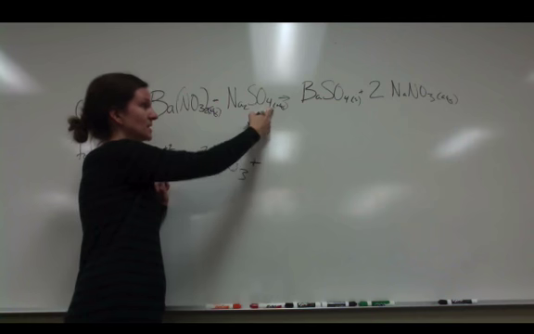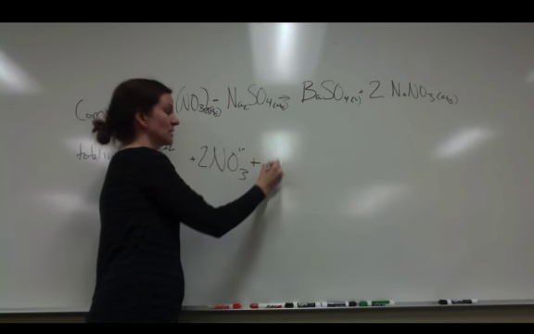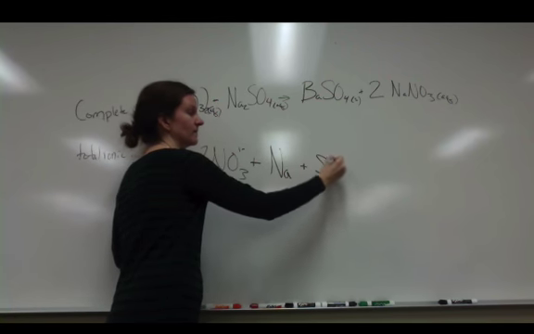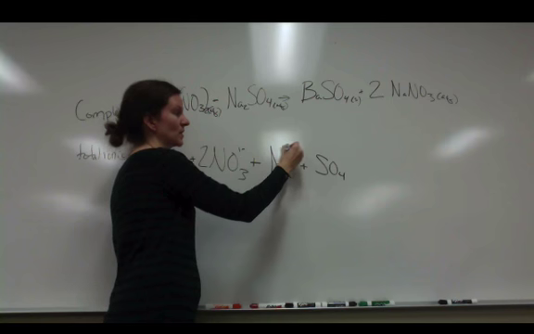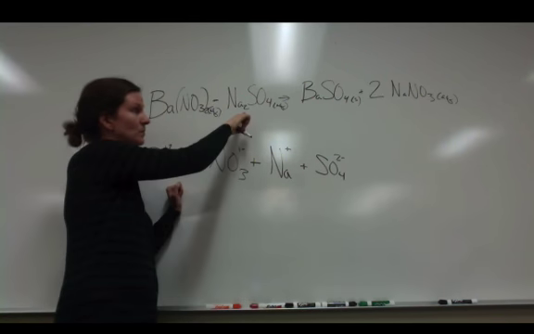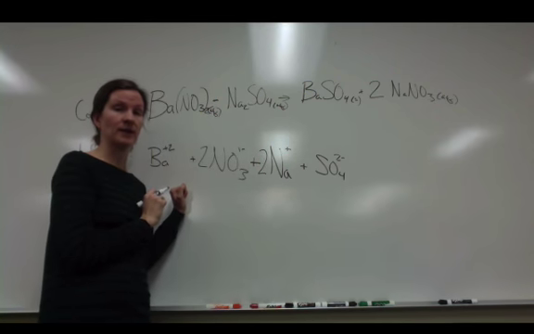Going to the next substance, it is also aqueous, so this has dissociated into its ions, which means I have a sodium ion and I have a sulfate ion. Charge on sodium is always +1, charge on sulfate is always 2-. Because of this subscript here, I know I have 2 sodium ions.